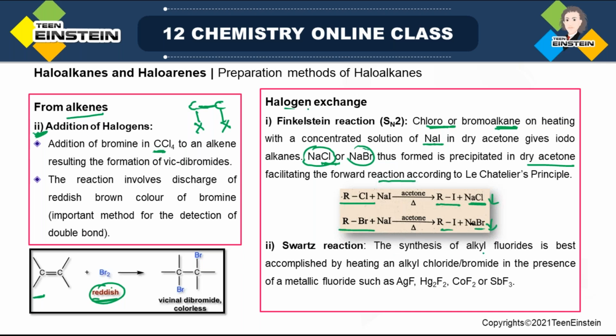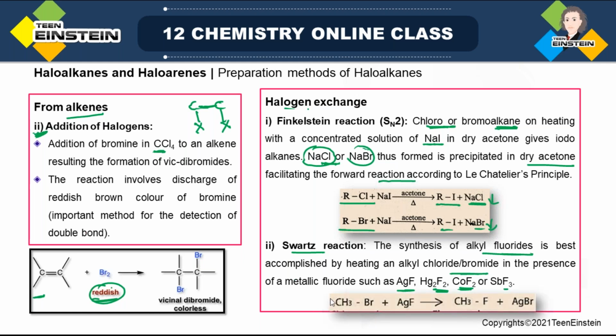And the second method is synthesis of alkyl fluoride. Now this method is only for alkyl fluoride, and it is best accomplished by heating an alkyl chloride or bromide in presence of some metallic fluoride. You can take any of these reagents: AgF, Hg2F2, CoF2, or SbF3. All these are metallic fluorides.